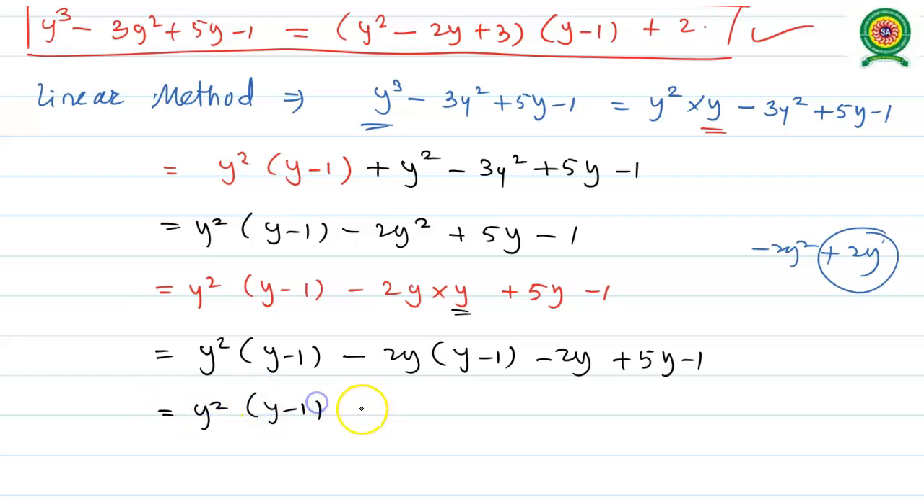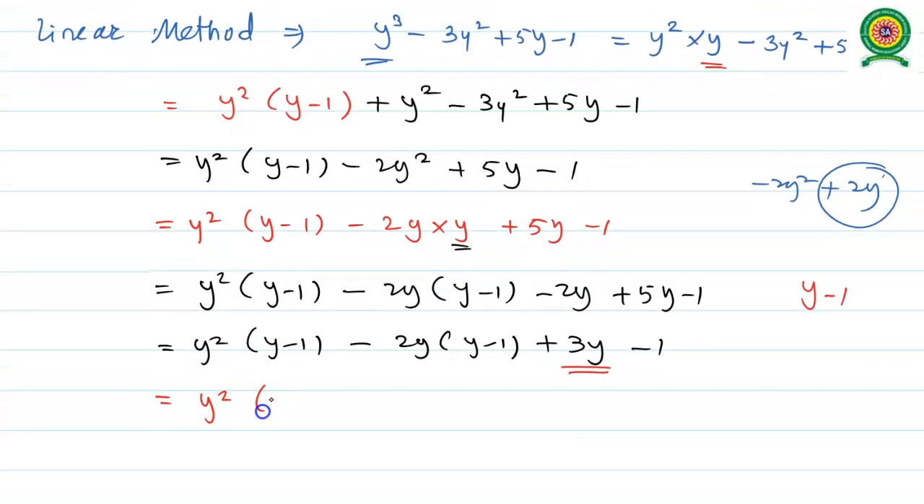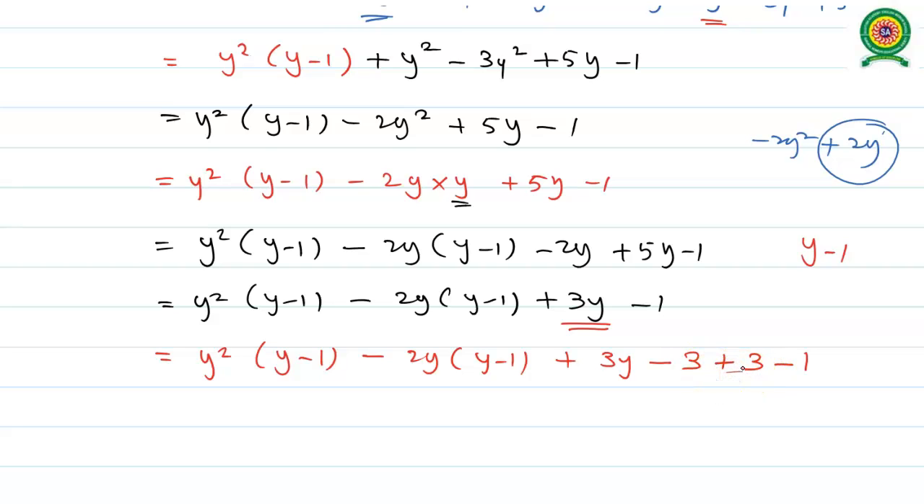Try to simplify it. Y square into y minus 1 minus 2y into y minus 1. Now we have minus 2y plus 5y, which gives 3y minus 1. Now we have to adjust this 3y as the divisor polynomial y minus 1. So what shall we do? Look carefully: we now have y square into y minus 1 minus 2y into y minus 1 plus 3 into y minus 1. Three ones are 3, so let's adjust minus 3 plus 3 and a minus 1 as it is. So here we are adjusting the 3 ultimately.